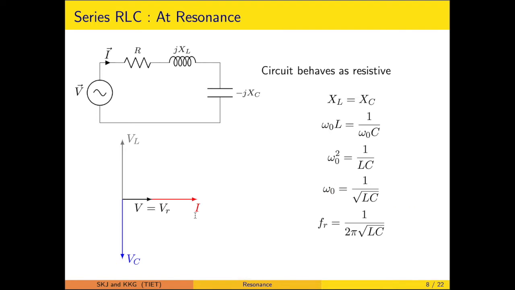Same thing, whatever has been explained previously is demonstrated here. At resonance, XL will be equal to XC. They are substituted likewise. This is happening at a given frequency omega 0, so instead of omega, we will be substituting omega 0. Omega 0 is therefore calculated as 1 upon root LC.